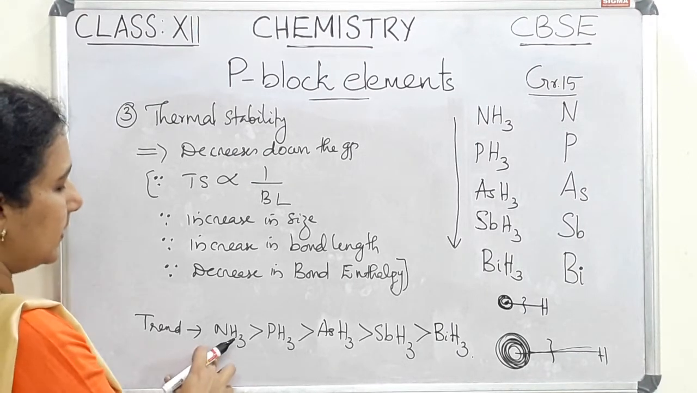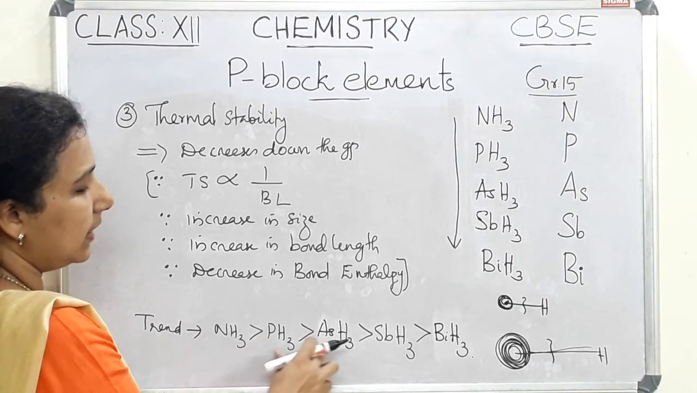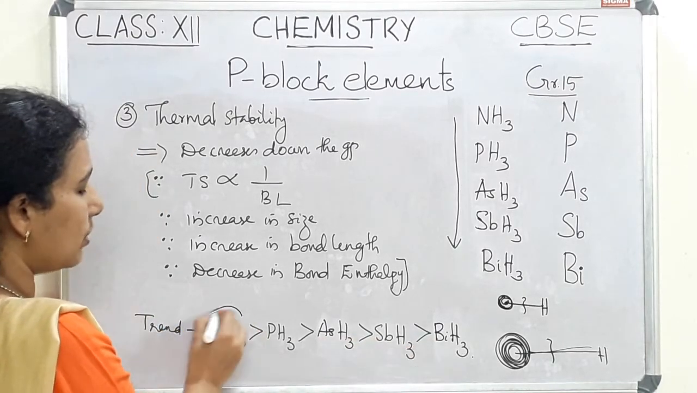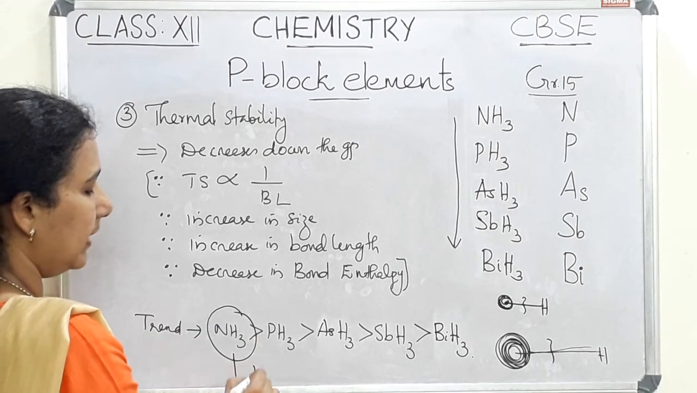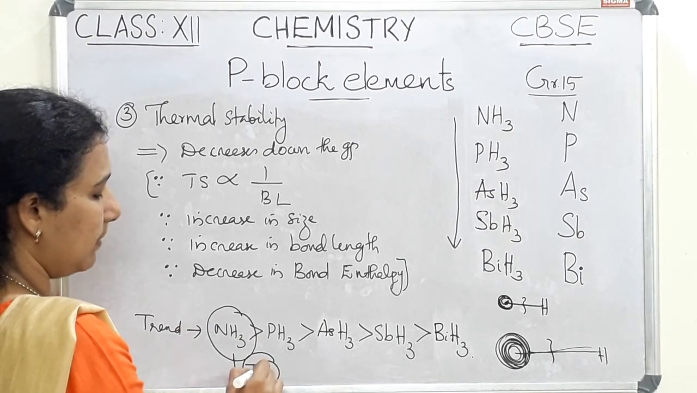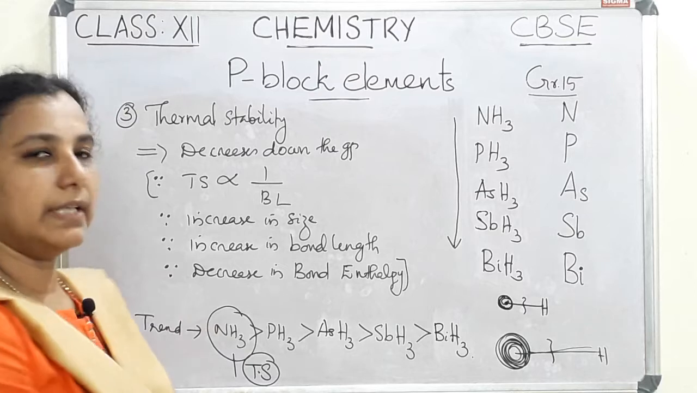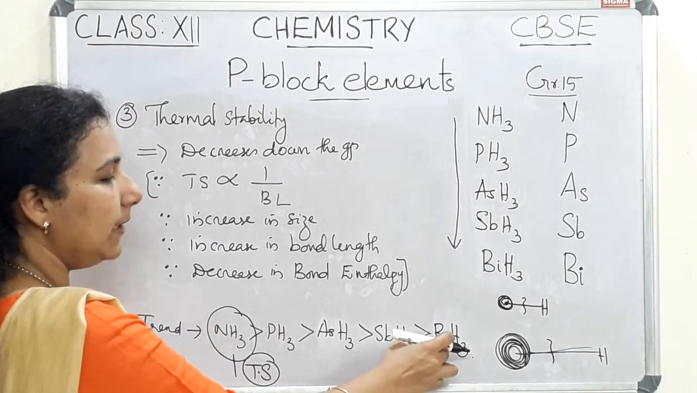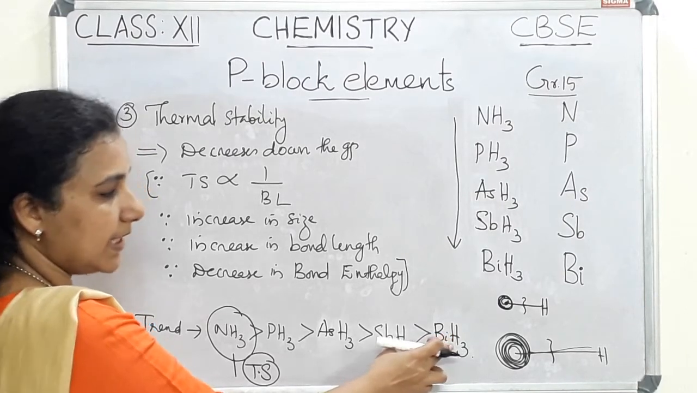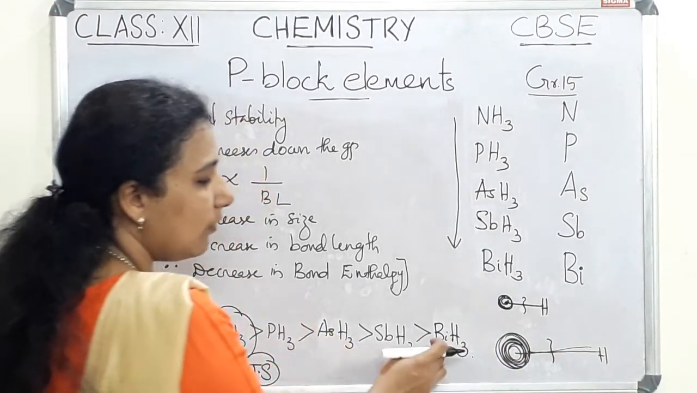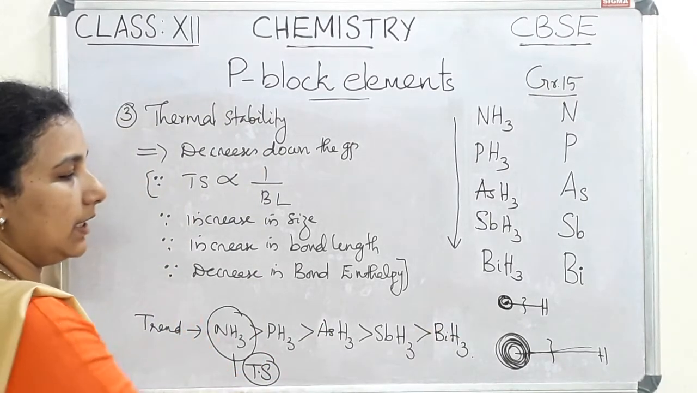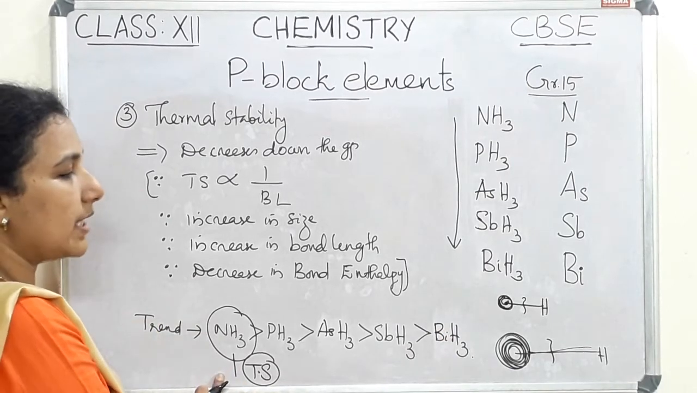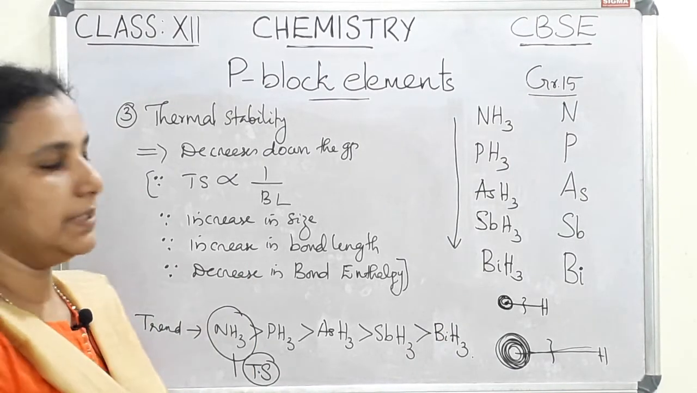So the trend is NH3 greater than PH3 greater than AsH3 greater than SbH3 greater than BiH3. So NH3 is thermally more stable. More energy is needed to break the bond between nitrogen and hydrogen. But in the case of BiH3, it is thermally unstable. The bond length is more, so very little energy is enough to break it. Therefore it is thermally unstable. NH3 is more stable in the case of thermal stability.